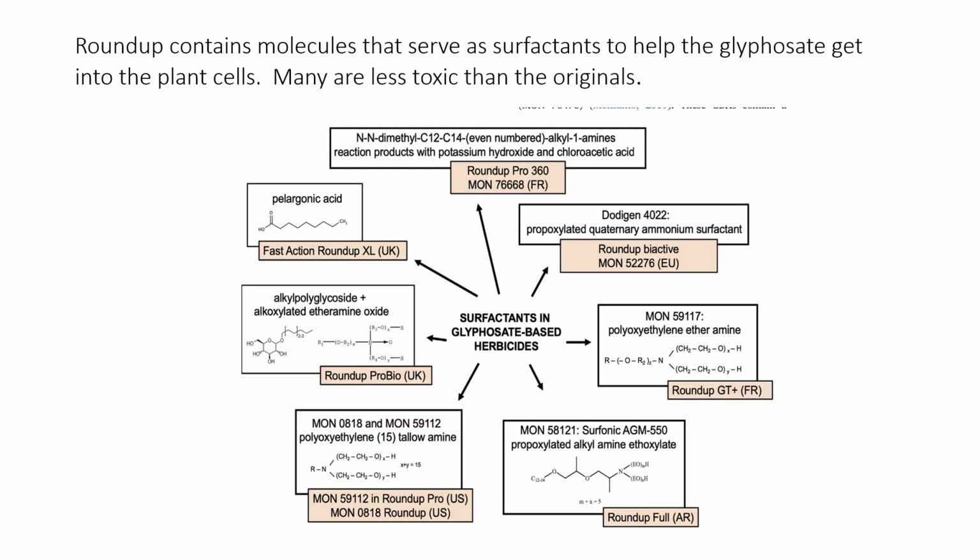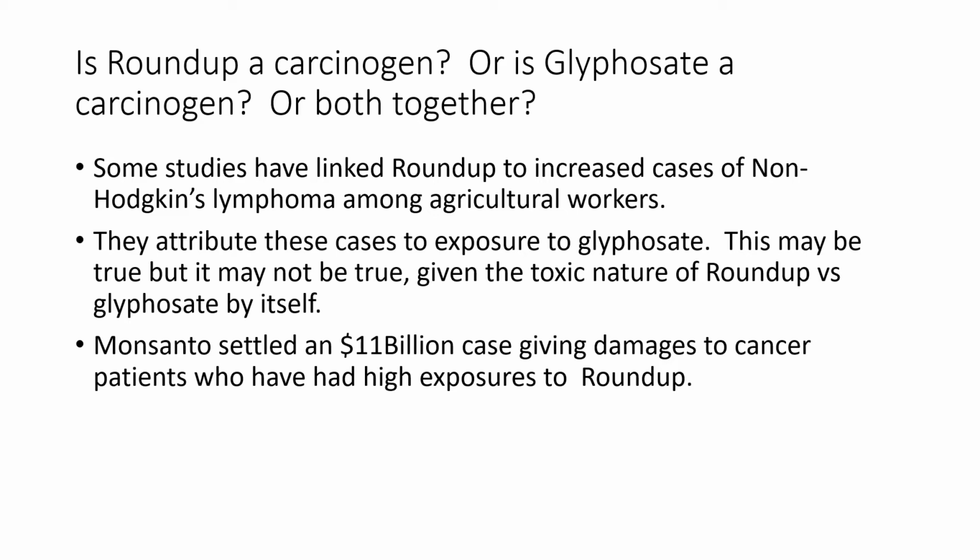Okay, so newer formulations include less toxic surfactants, but nonetheless, they're still present. And so when you read about Roundup resistance or Roundup causing cancer, it's really hard to know what component of the herbicide formulation is actually causing the problems. Okay, so is Roundup a carcinogen, or is glyphosate a carcinogen, or both together?